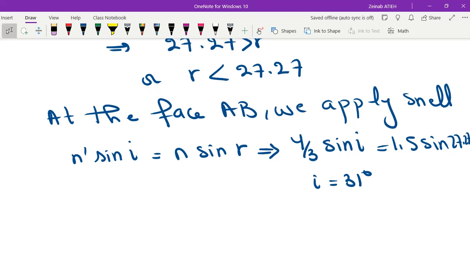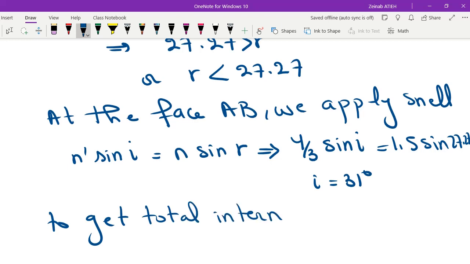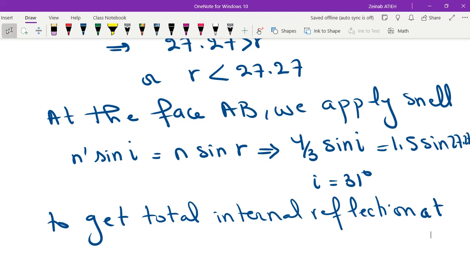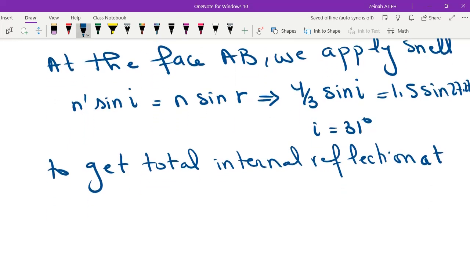Okay, so to get total internal reflection at face BC, I must be less than 31 degrees.